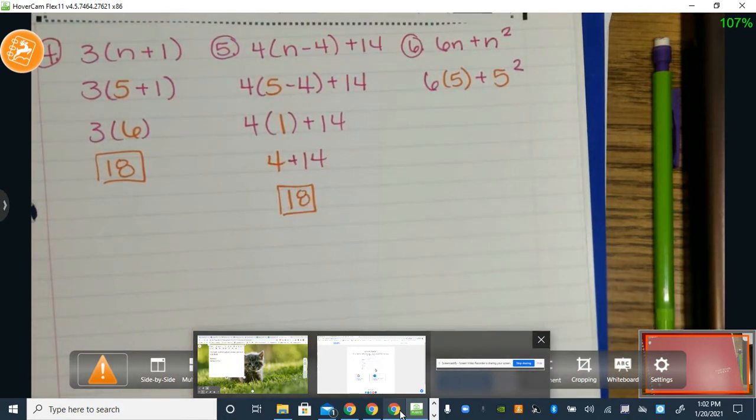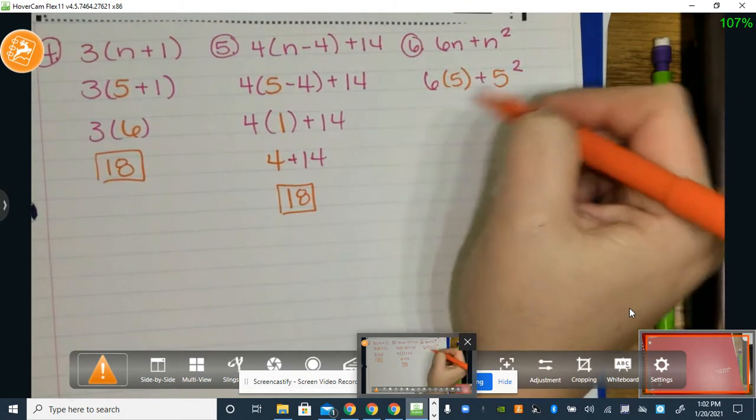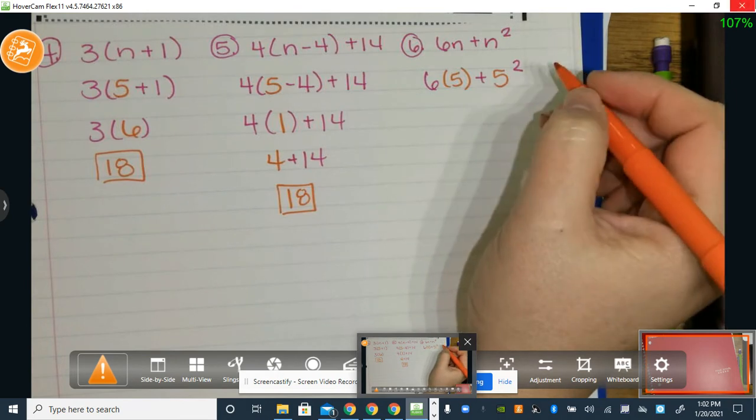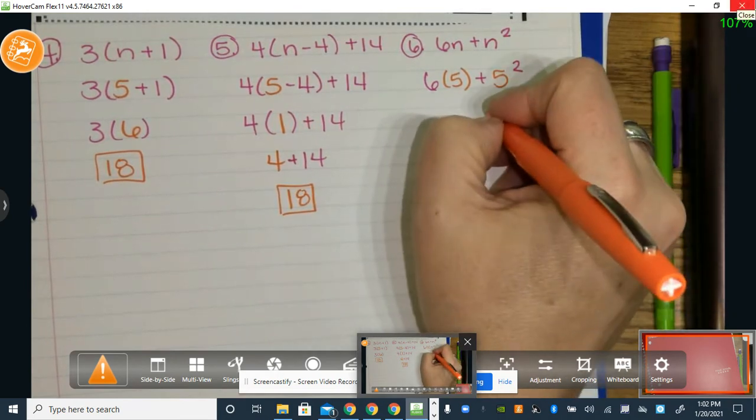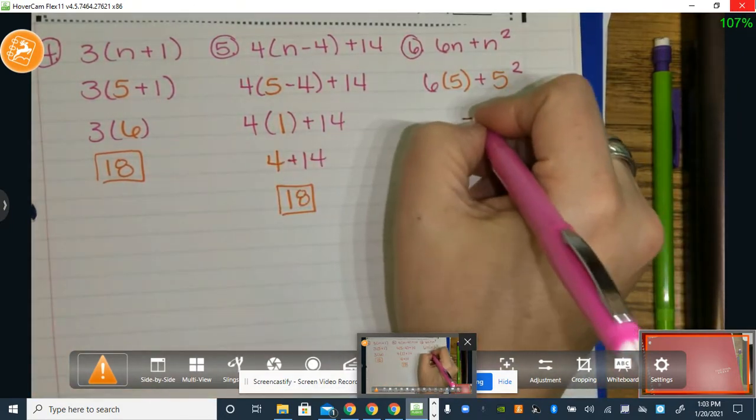Okay, and finally, let's look at number 6. So in number 6, there are no parentheses, so I need to do this exponent. So 5 squared gives me 25. That's 5 times 5, which is 25. So I'm going to put 25 right down there, and I'm going to bring everything else down.